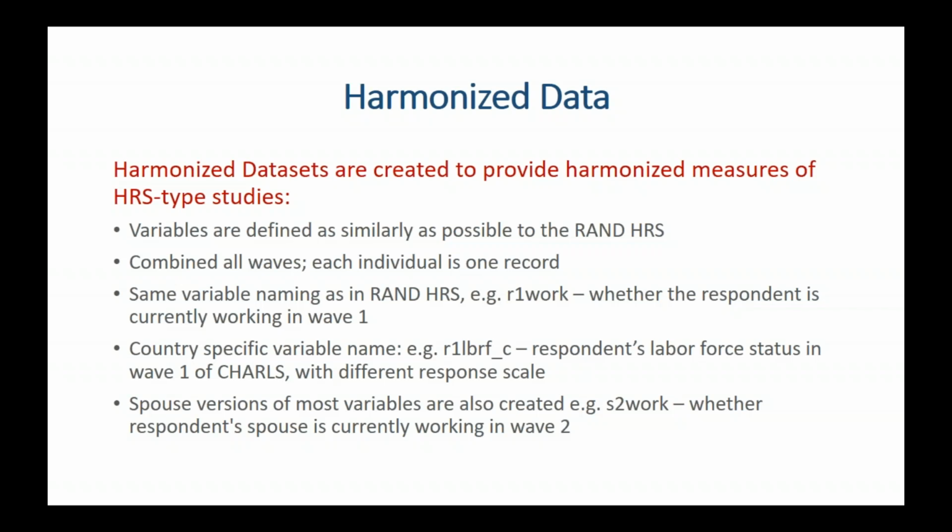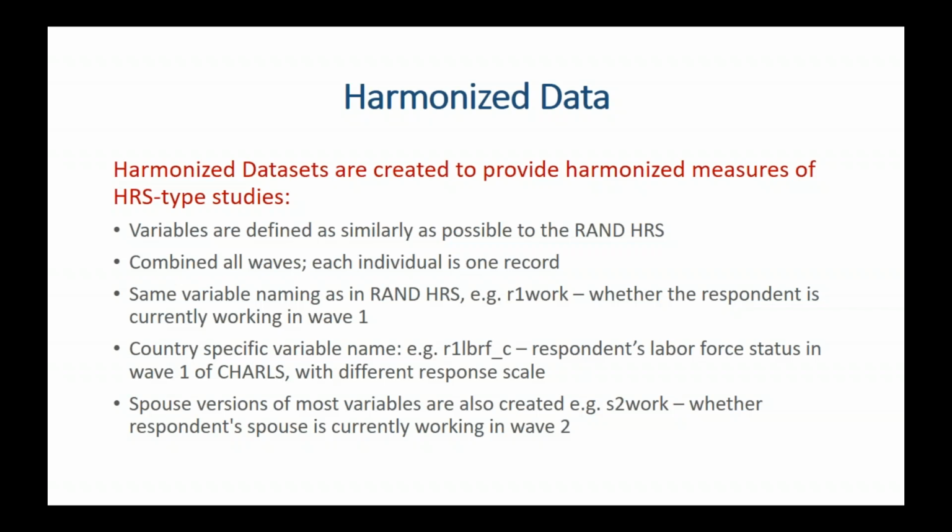When we create the variables for these datasets, we define them as similarly as possible to the RAND HRS. So like the RAND HRS, we have R or S to indicate if it is the respondent or the spouse, followed by the wave number and the variable name. For example, R1WORK indicates whether the respondent is working in wave 1, and S2WORK represents whether the spouse is working in wave 2.